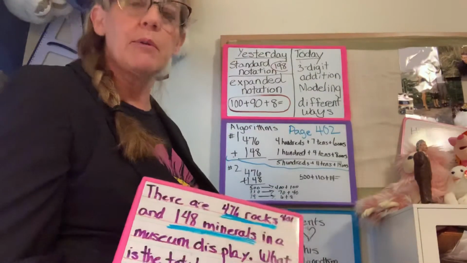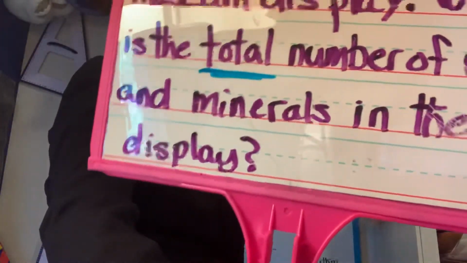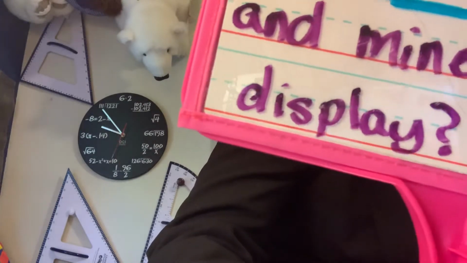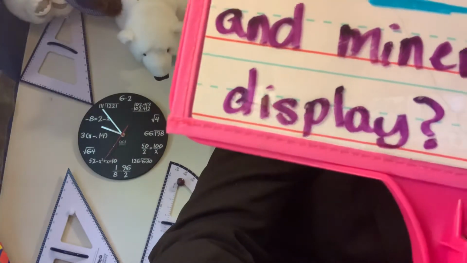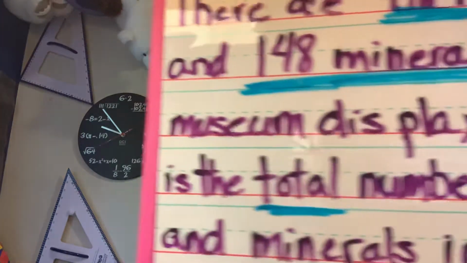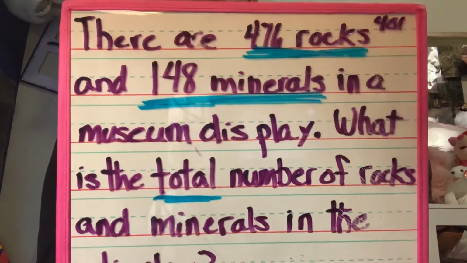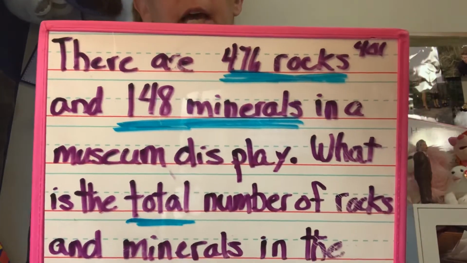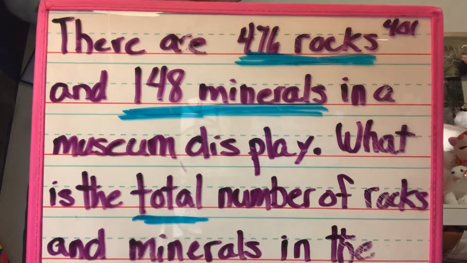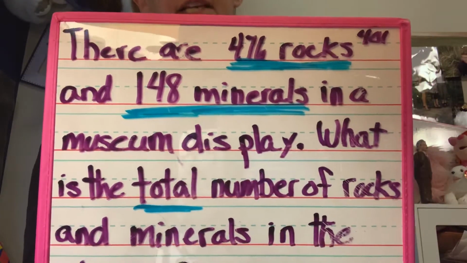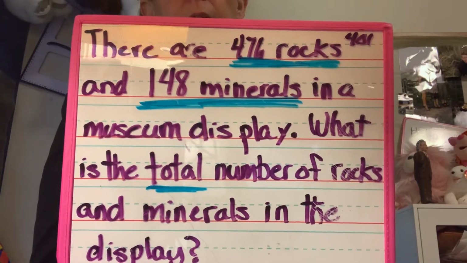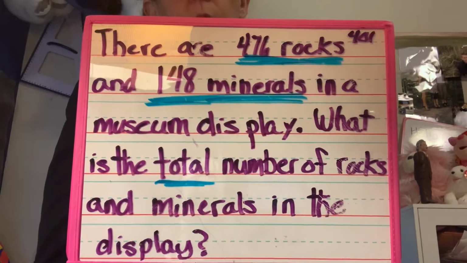So right here, this is the problem that we're doing today on page 401. It says there are 476 rocks and 148 minerals in a museum display. What is the total number of rocks and minerals in the display? If you can see, I underlined the digits with their label, and then I underline also what I am supposed to do, the word. I always find the word that tells me what I am supposed to do. On this one I have 476 underlined and 148 underlined, and then I have the total.